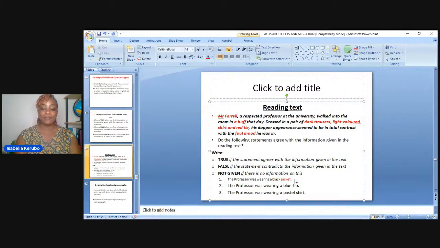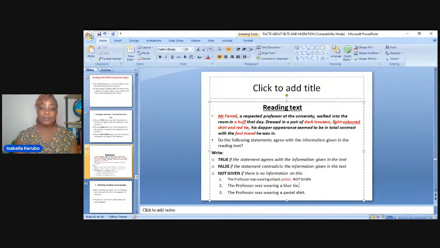Not given, right? Because that information is not given. We don't know anything about the professor's jacket. All right. So question number 2. The professor was wearing a blue tie.